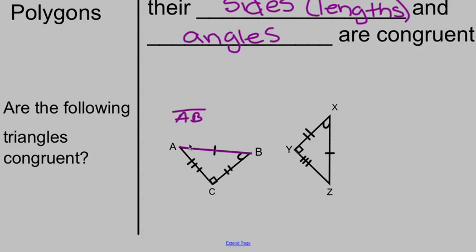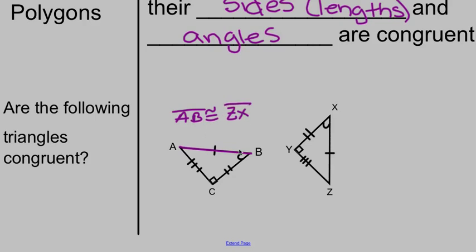AB has one hash mark. A has no angle measurements, B has one. So I'm going to come over here to this one hash mark where there's no angle measurement and go to 1. That is ZX. I can tell that side AB is congruent to side ZX.